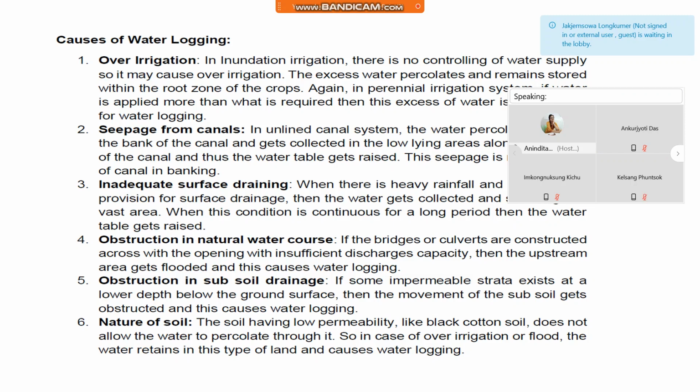Number 6, nature of soil. The soil having low permeability, like black cotton soil, does not allow the water to percolate through it. So in case of over-irrigation or flood, the water is retained in this type of land and causes waterlogging.